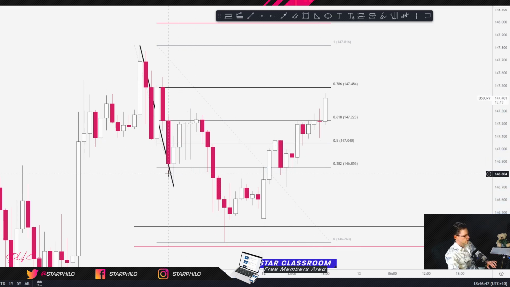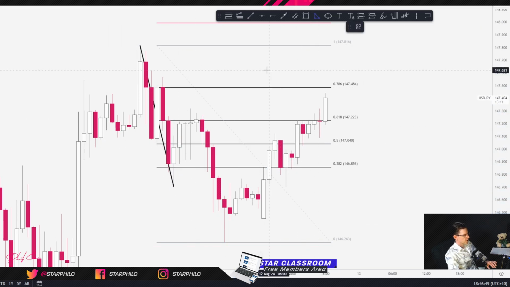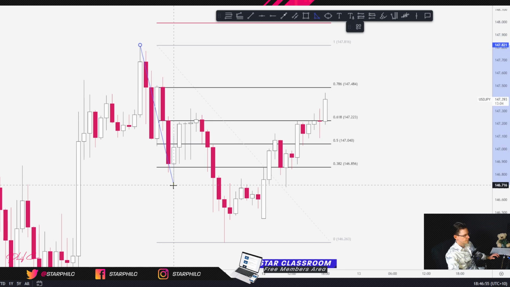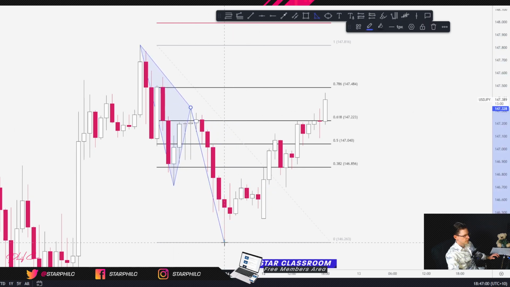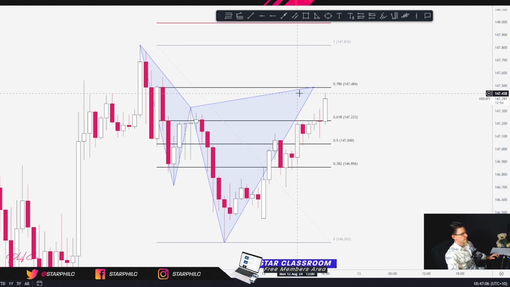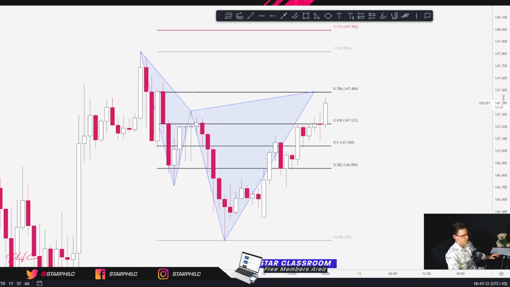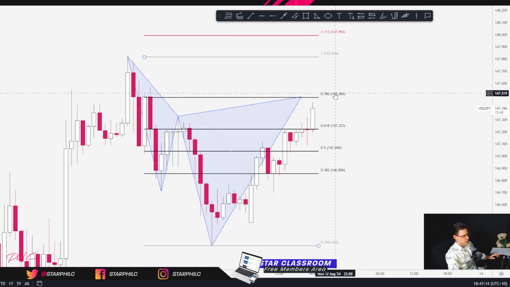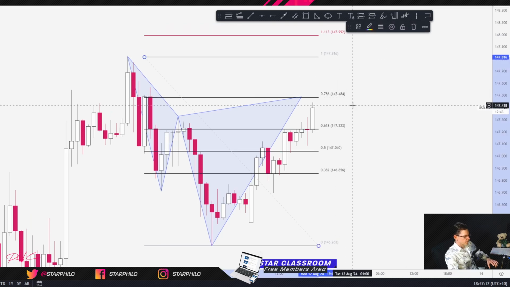So here's what it would look like if I grab the triangle tool and draw it in. So we have our X to A right there, A to B, B to C, and C to D, all the way up into a 786. This right here is our Cypher trade on the dollar-yen 1 hour time frame. Now, let's take a look at our entry, stops and targets.